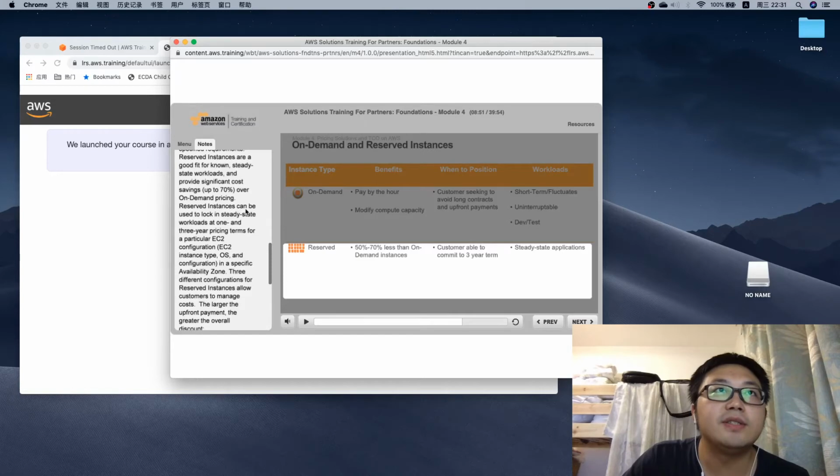Reserve instances can be used to lock in steady state workload at 1 and 3-year pricing terms for particular EC2 configuration in a specific availability zone.